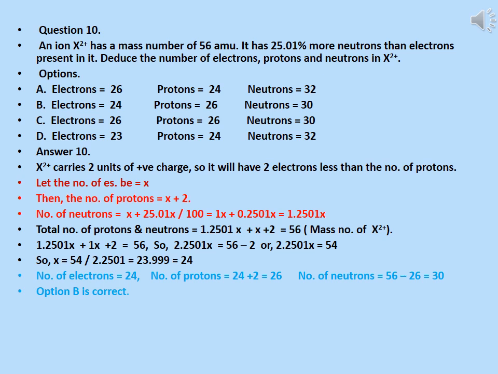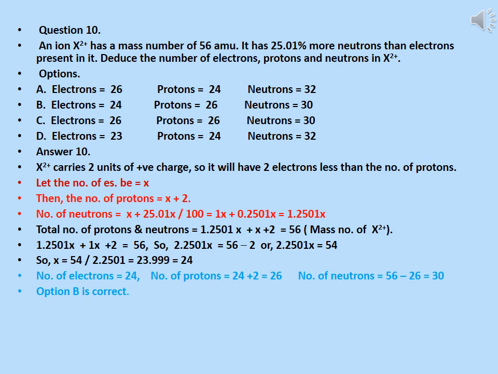Question number 10. An ion X2+, a dipositive ion, has a mass number of 56 amu. Mass number means atomic mass. It has 25.01% more neutrons than electrons present in it. Deduce the number of electrons, protons and neutrons in the ion X2+.